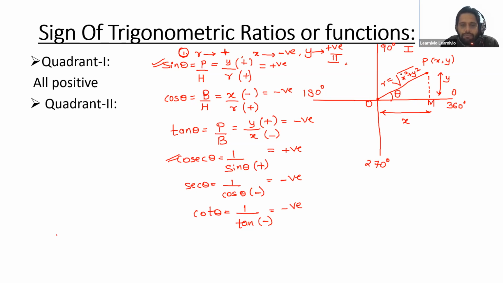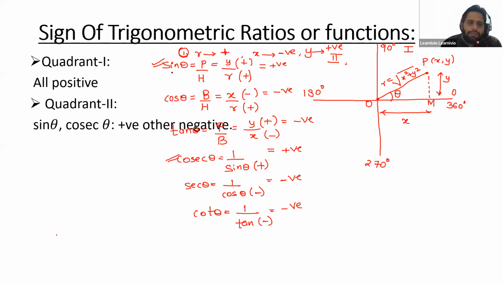Remaining all are negative. So always remember in this way that in the first quadrant, all are positive. In the second, sine is positive. If sine is positive, then its reciprocal, whatever the reciprocal of sine, that will be positive. Remaining all the ratios will be negative. So please note down this for the second quadrant.